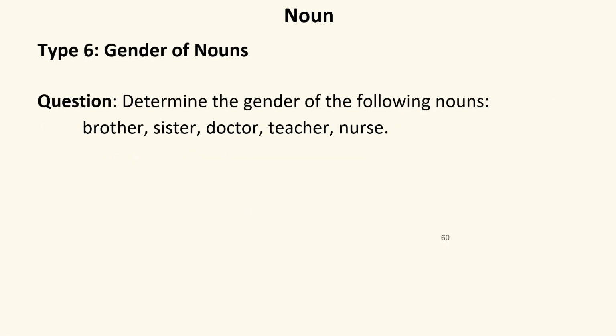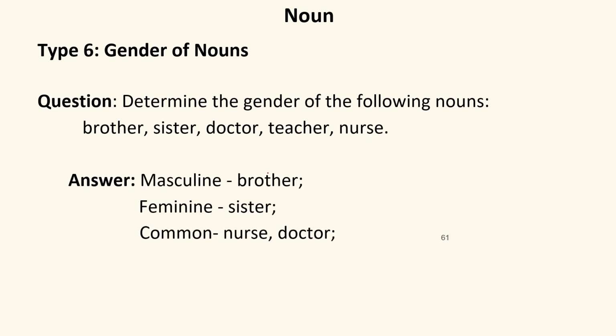Now determine the gender of the following nouns. You have to determine whether these nouns are masculine, feminine, neuter or common. Now we have the word brother. Brother is of course a boy, so it's masculine gender. Sister is a feminine gender. Doctor is a common gender because it can be either male or female. Teacher again common gender. Nurse again common gender. So all these are common genders. Only brother and sister are masculine and feminine. So masculine: brother, feminine: sister, common: nurse, doctor, and teacher.